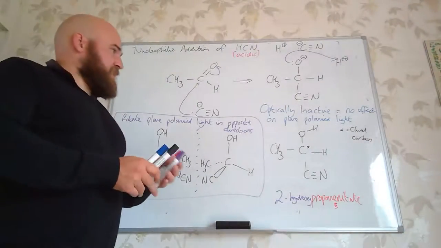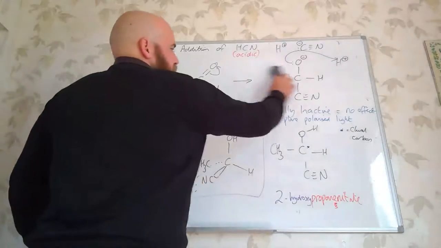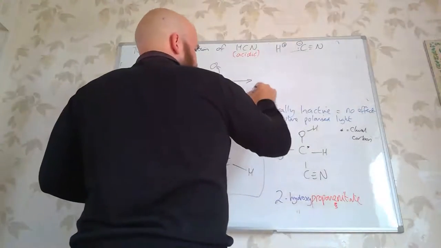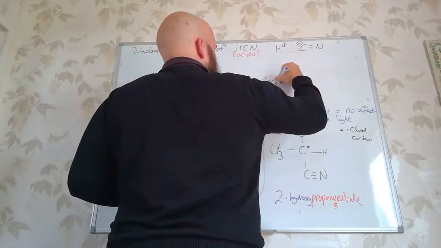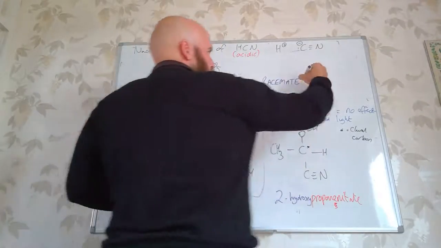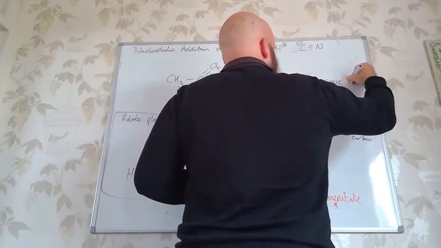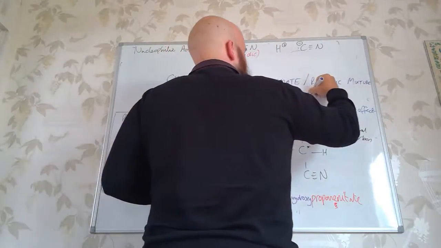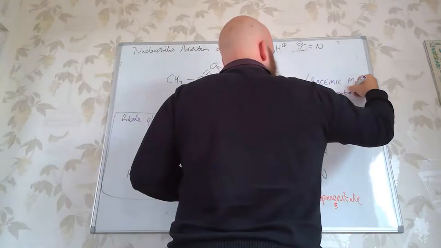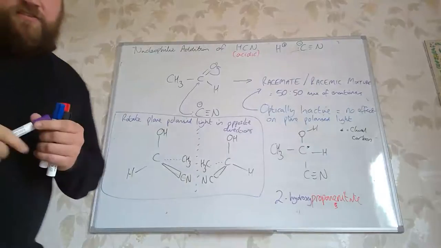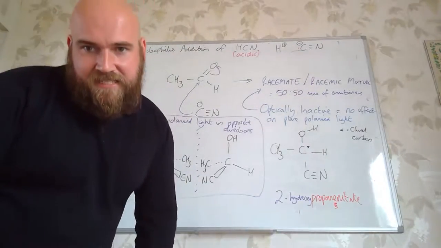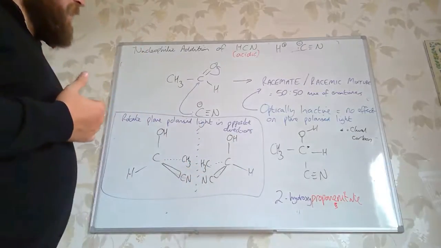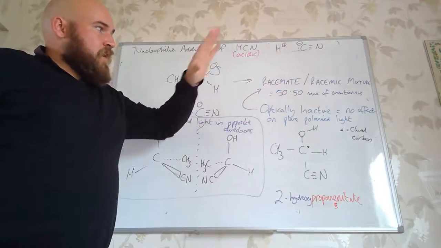Well, I'm going to use that awful word. I'm just going to get rid of my intermediate here, which I hate saying. Why is it optically inactive? Because you are forming a racemate or racemic mixture, which, to recap, is a 50-50 mix of enantiomers. Yes, well done, Tegan. It contains equal amounts of both the anti-clockwise and the clockwise enantiomers. So a 50-50 mix of enantiomers.